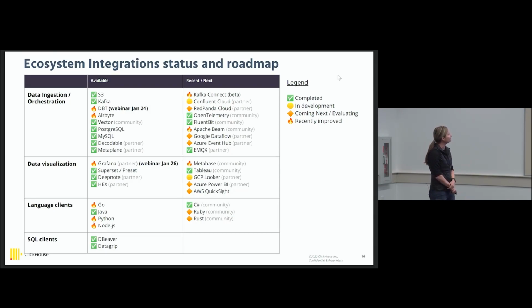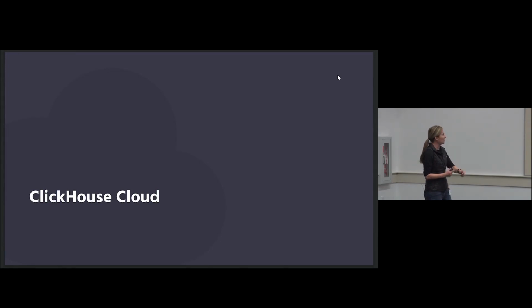So you can see the list here. I'll just leave it up. The green means it's completed. Of course, we always continue to improve, but it's production ready. Yellow means it's in development, so a few things we haven't started working on yet. Orange means it's coming up next. And the fire means recently improved. If there are any integrations that you don't see on here, let's talk. This is just where we are for now, but there's a long backlog of things we could be focusing on.